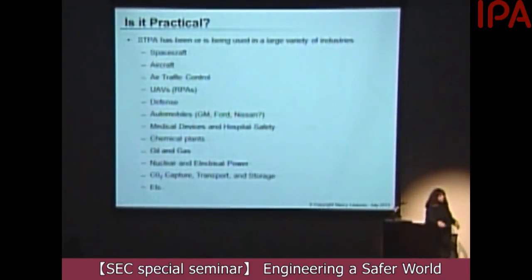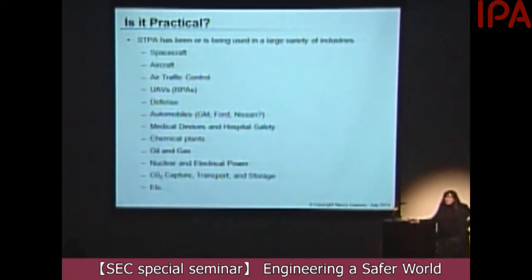Okay, so that's a real quick lesson in STPA. It's not hard to learn. We have a primer that we provide with examples. It's been done on all kinds of systems, and hundreds of people around the world are using this now in all kinds of industries. So there are lots of examples we have. Is it practical? It's being used, as I said, on spacecraft, aircraft, air traffic control, unmanned aerial vehicles. RPAs is the new term for unmanned air vehicle. It means remotely piloted aircraft. Defense systems, automobiles, GM, Ford, Nissan.